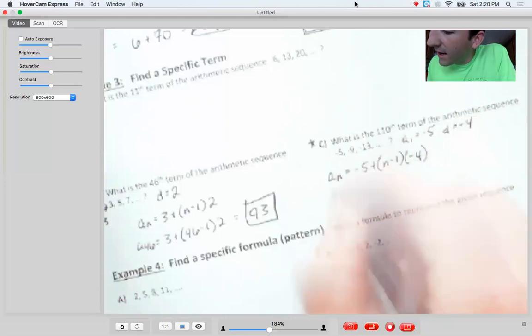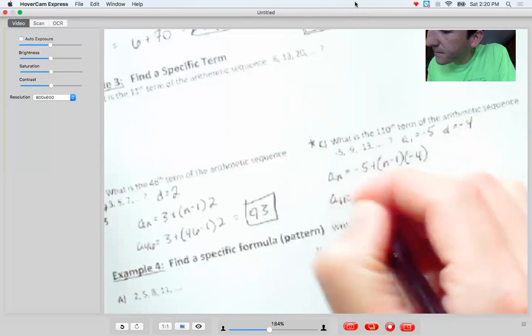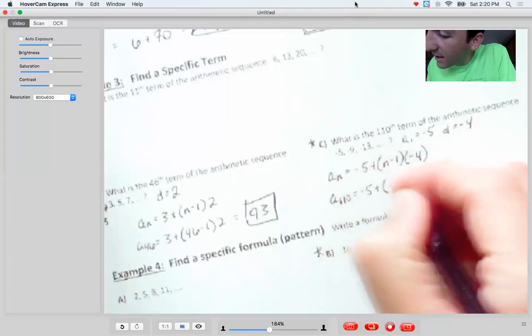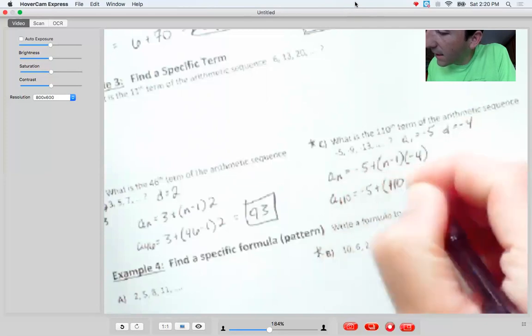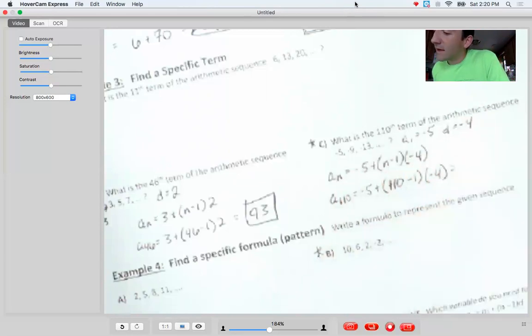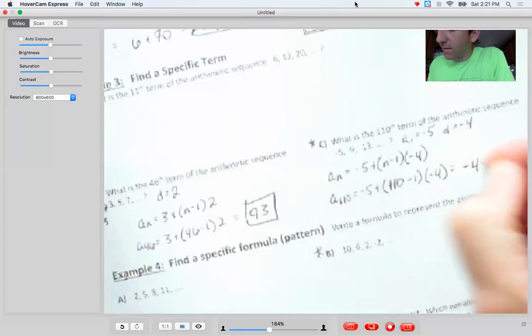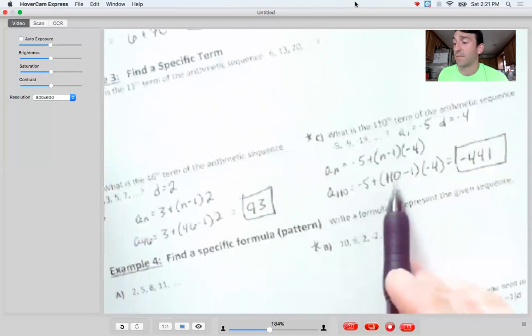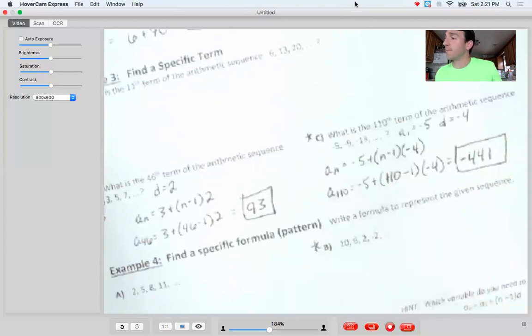And then we're going to find a sub 110. So -5 plus 110 minus 1 times -4. That would just be -5 plus 109 times -4, and that's going to give you -441. Obviously, just punch that into your calculator. And on that note, I would just punch in -5 plus 109 times -4. I wouldn't bother with the 110 minus 1.